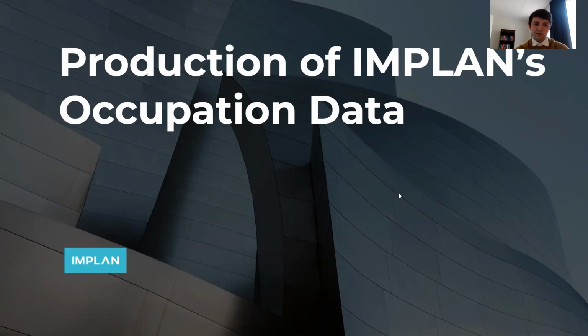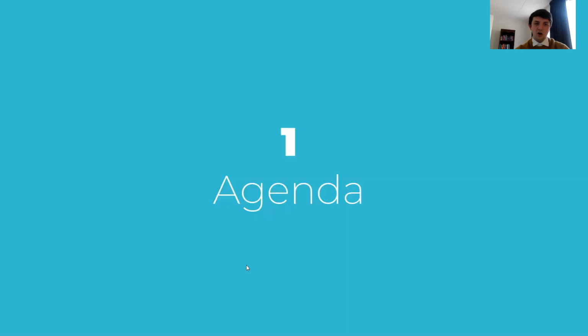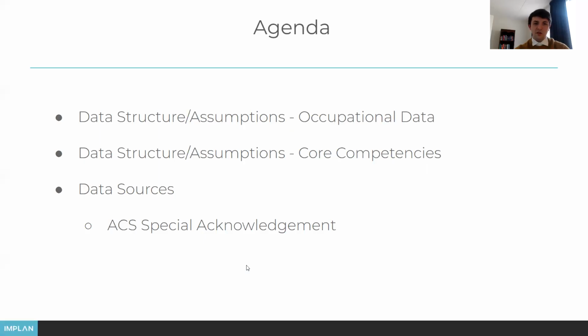For more information on where this data can be accessed and how it can be used, please visit support.implan.com. Onto the agenda, I'm going to give an overview of what the data looks like and some key assumptions that go into producing it for both the occupational and core competencies data. Then I'll go over the sources that we use and include a special acknowledgement about a source that has some specific 2020 considerations, and conclude.